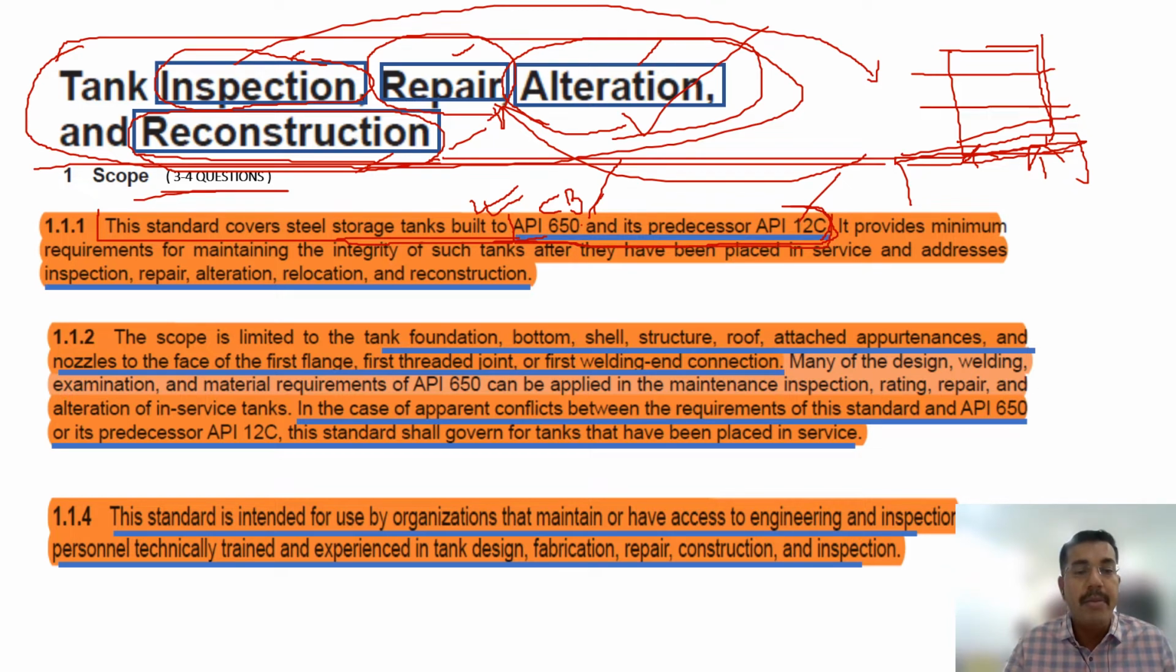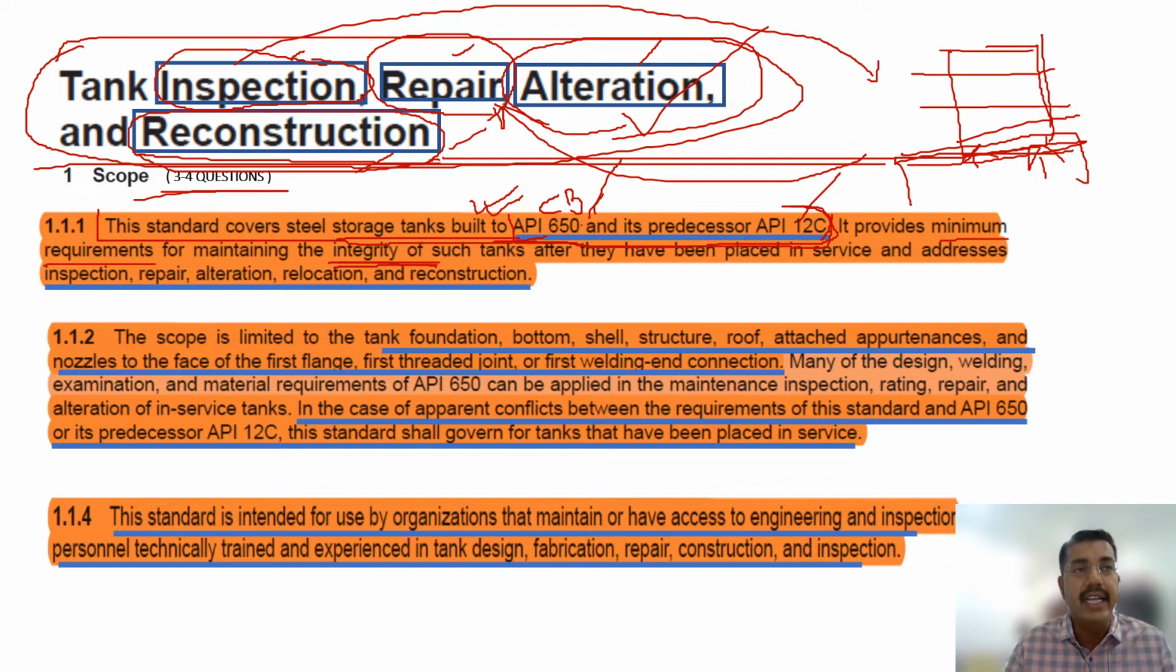It provides minimum requirements for maintaining the integrity of such tanks. What are the minimum requirements? We will go through that. That's why we do some inspections and checks, we check the shell thickness, and we find out some of the requirements. Then we have to decide whether we go for a repair or not. Integrity means for the intended purpose. The tank's intended purpose is to hold the liquid.